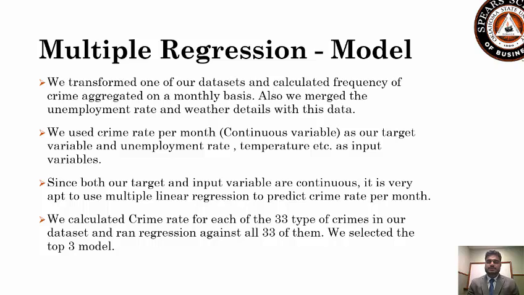We also merged weather data and unemployment data in our secondary crime dataset. Now all the variables available in this secondary crime dataset are continuous variables. So multiple linear regression is the best model for predicting a continuous target variable. So we chose the multiple regression model as our first model.